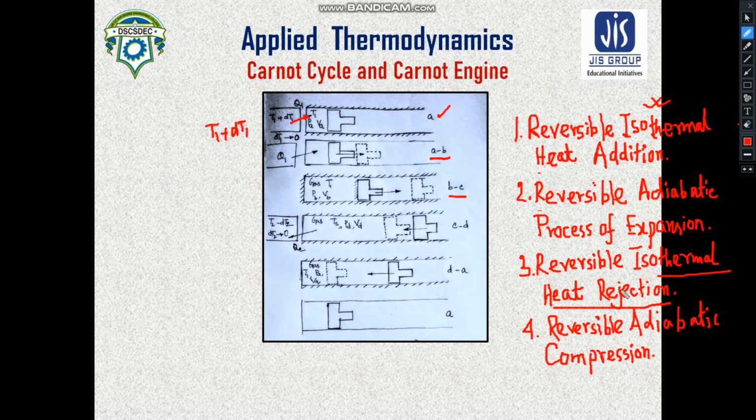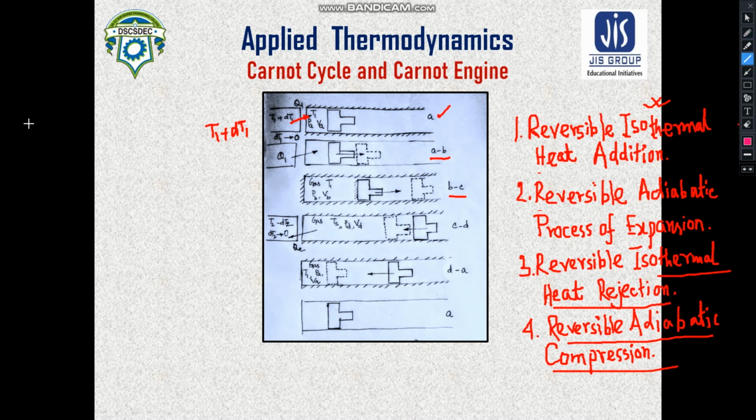Now moving on to the last process, you can see an adiabatic compression here so that the piston can reach its initial condition, as well as the gas can also reach the initial condition. Here you can see this is the fourth process, reversible adiabatic compression. So with this we sum up the Carnot engine, the four processes which are involved in the Carnot engine.